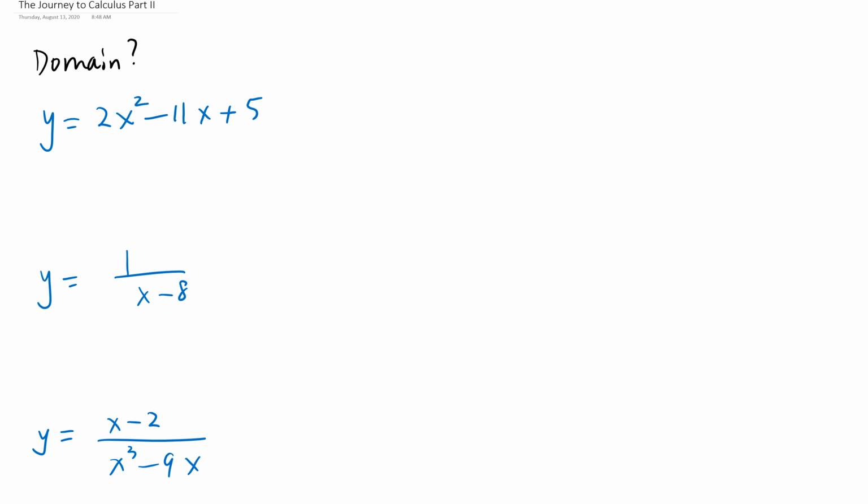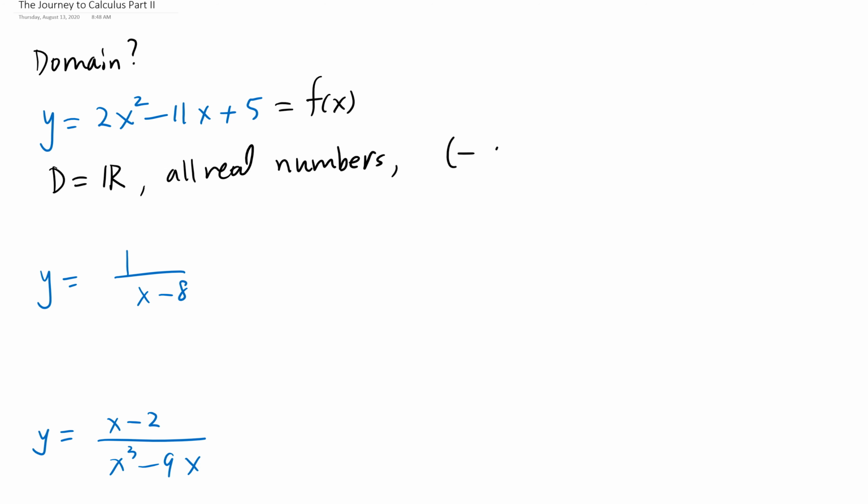It means what are the values you're allowed to substitute into these functions? Just keep in mind, when I say y equals this stuff, that means it's f of x, a function in x. So this is a polynomial function. Polynomial functions, their domain is always all real numbers. In interval notation, that would be negative infinity to infinity. That's called interval notation.